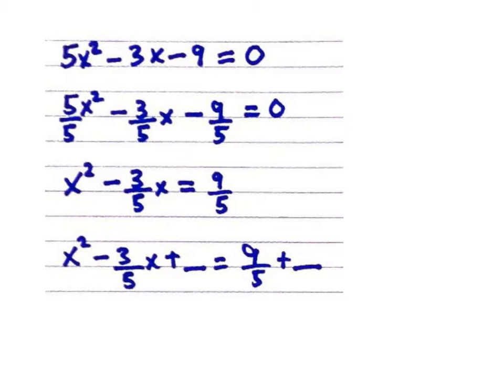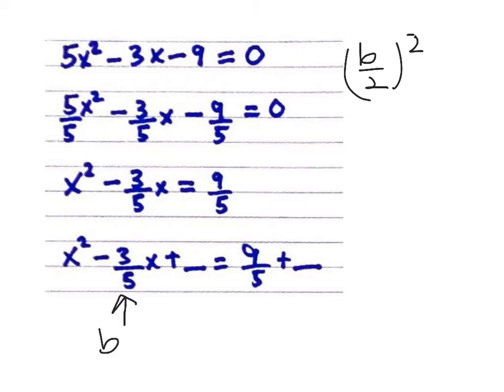Now, remember that we always try to find what is b over 2 squared. That is what goes into the blank. It is very important that you recognize that formula, or you use that formula all the time. So here, our b is 3/5. That's our b right there.